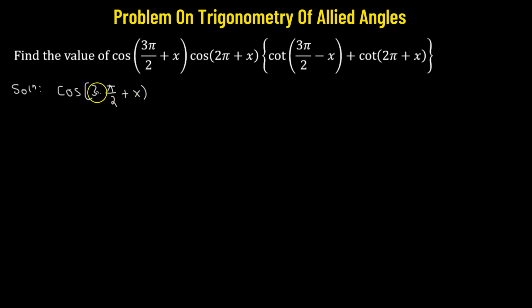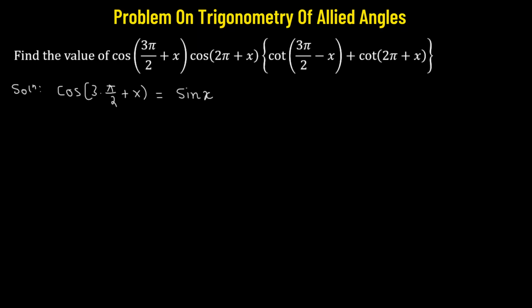Now clearly we have an odd multiple of pi over 2. So that's 3 times pi over 2, 3 being an odd number. The cosine function gets transformed to the sine function. So we're going to have sine, and the new angle is going to be simply x. But we'll also have to take care of the sign. For that we're going to take the help of the quadrant system.